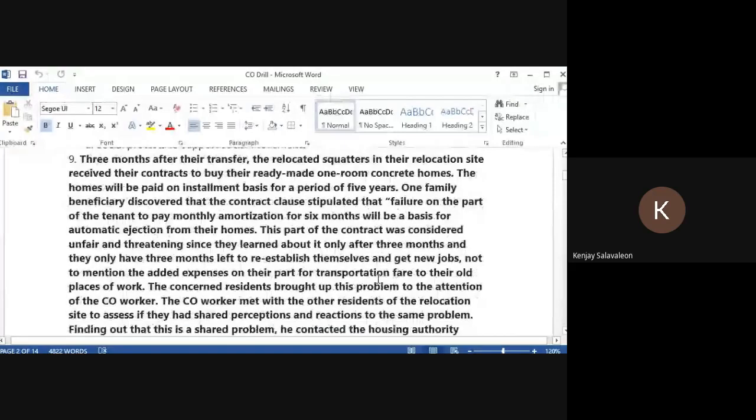Okay. Situation ata ito. 3 months after their transfer, the relocated squatters in their location site received their contracts to buy the ready-made one-room concrete homes. Question, anong pinagkaiba ng squatter tsaka sa ang tawag dito?